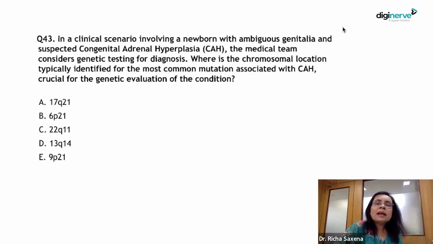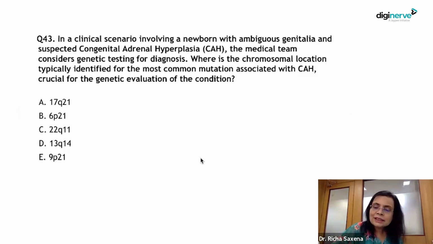In a clinical scenario involving a newborn with ambiguous genitalia and suspected congenital adrenal hyperplasia, the medical team considers genetic testing for diagnosis. Where is the chromosomal location typically identified for the most common mutation associated with congenital adrenal hyperplasia, crucial for genetic evaluation of the condition? So for congenital adrenal hyperplasia, what is the most important mutation which could occur? And this affects which enzyme?